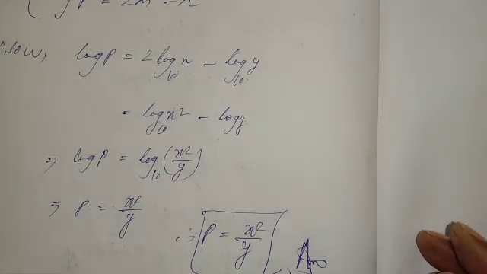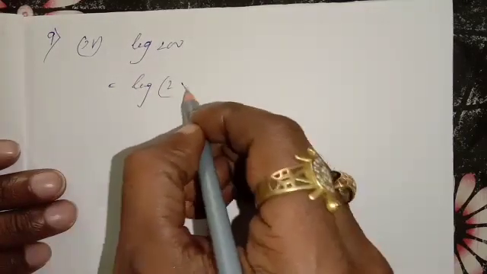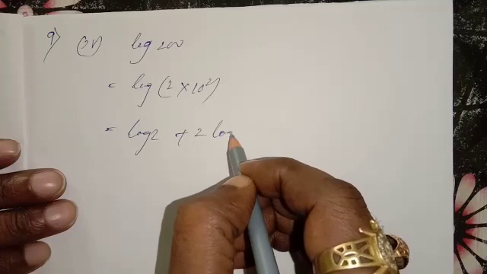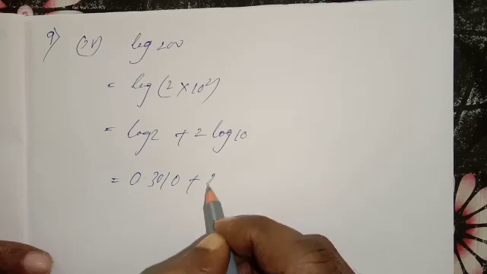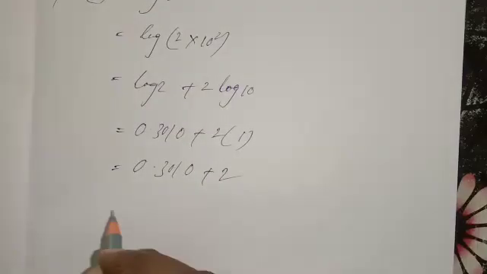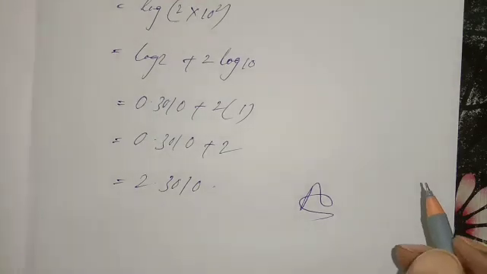Only one part left of number 9, that is the fourth part: you have to find the value of log 200. 200 means 2 into 10 whole squared. This will be equal to log 2 plus 2 log 10. Log 2 value is 0.3010, and 2 into 1 is 2. So 0.3010 plus 2 is equal to 2.3010. In this way, this number is also completed. The value of log 200 is 2.3010.